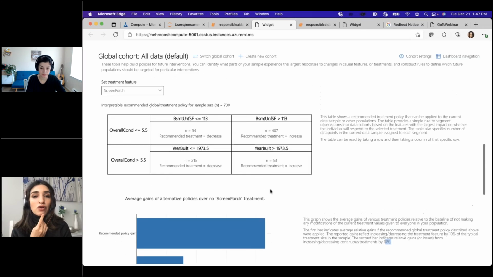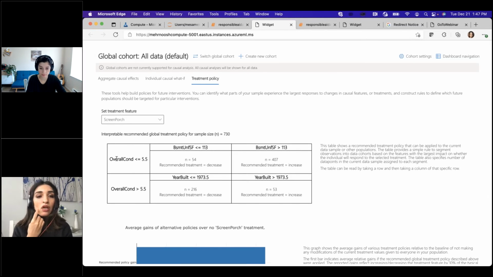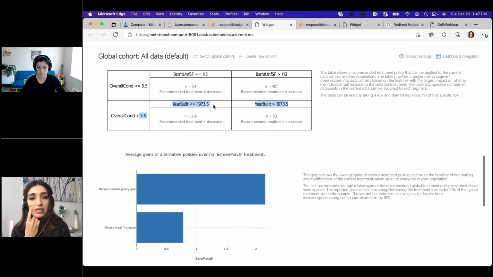10%. But if you go with this custom policy, which says for houses with lower condition, lower finish condition, and smaller basement unit square footage, actually remove the screen porch. But if not, then expand it. Or for older houses that have a higher overall condition, you don't need too much to increase it. Actually go ahead and remove it. Otherwise, if there's a newer house in good condition, then increase it. And if you go with this custom policy, that's how much on average, 2.1K gain on average you would see on all of your houses.